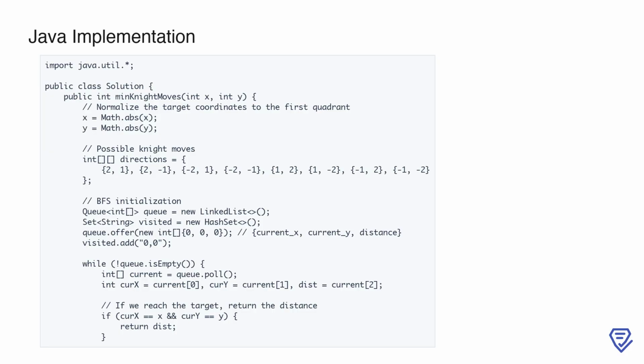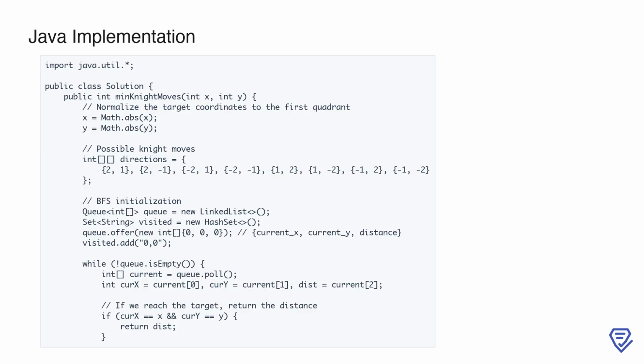We then set up a breadth-first search, BFS, to find the shortest path. A queue is initialized to manage our exploration, starting from the origin point, 0, 0, with an initial distance of 0. Additionally, we use a hash set to track visited positions and avoid revisiting them. This ensures we don't process the same position multiple times, which would lead to unnecessary computations.